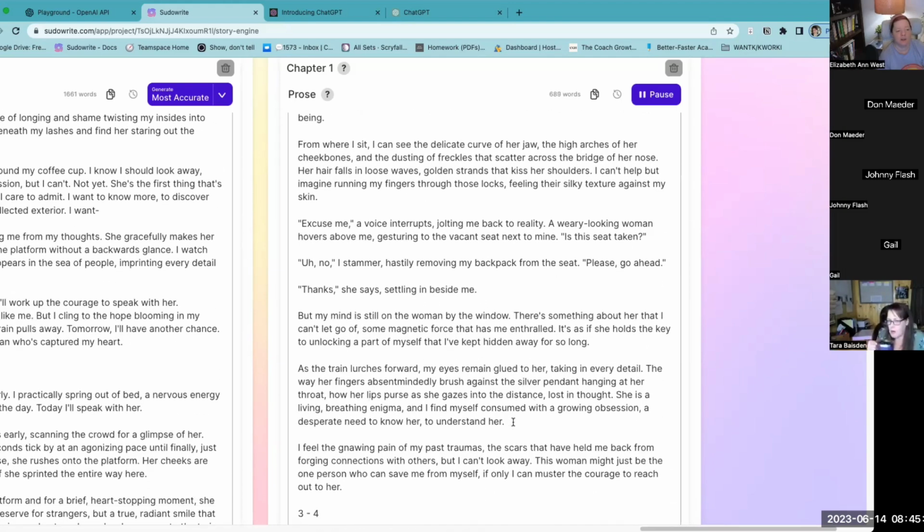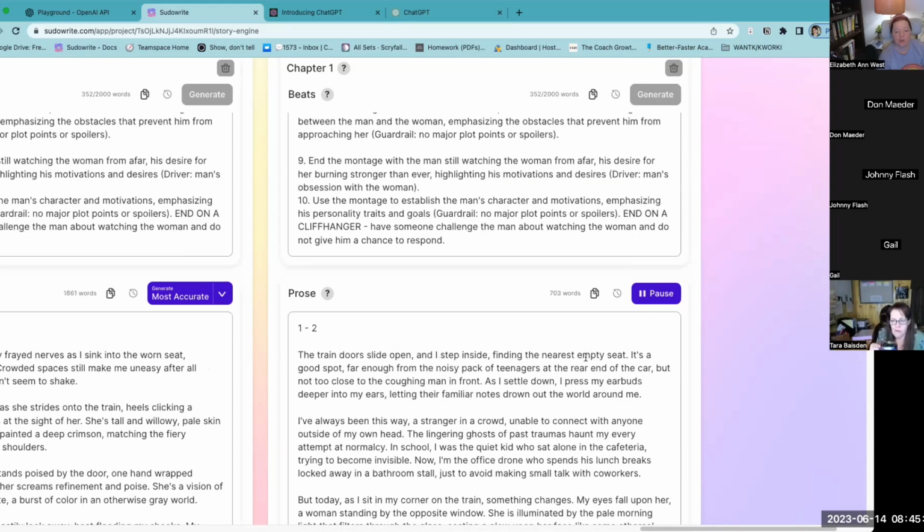How do you tell when Sudowrite's using Claude or ChatGPT? You control it when you choose which model. That's why they're called most accurate, best prose right now. Right now, most accurate is GPT-4, fastest is 3.5, Claude is best prose. But like I said, that could change in the future. And that's why they named them most accurate, best prose, because they're going to use the models based on those different parameters.